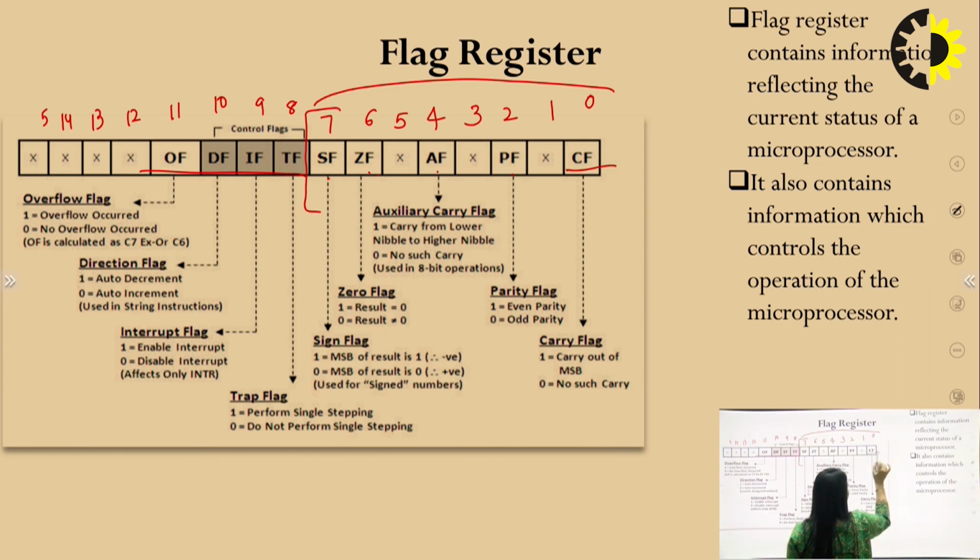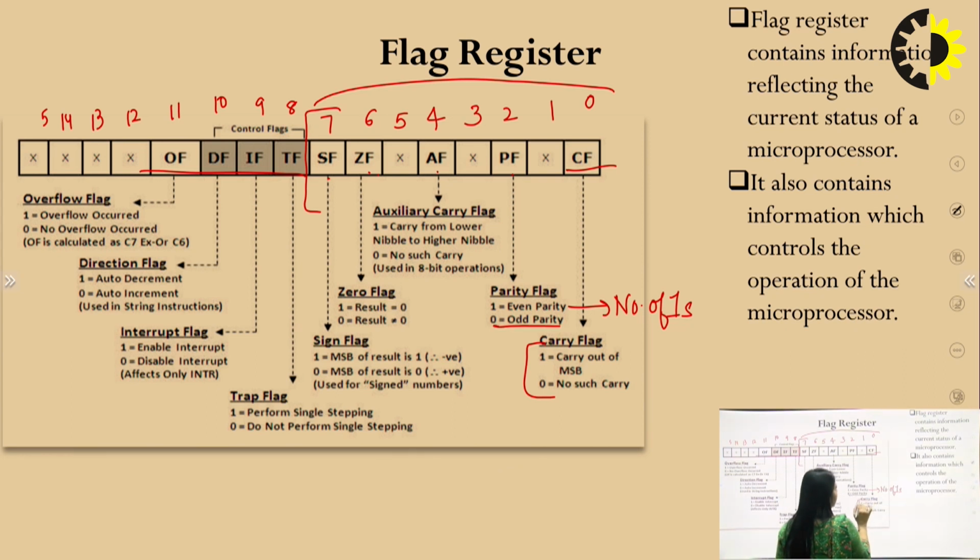First of all, the carry flag. The carry flag signifies whether there is a carry out of the MSB of the answer or not. Suppose it is 16-bit: after the 16 bits, if there is a 17th bit, that will be our carry. If that is there, it will be 1, otherwise 0. Parity shows the number of ones. If the number of ones is even, then it will be even parity.